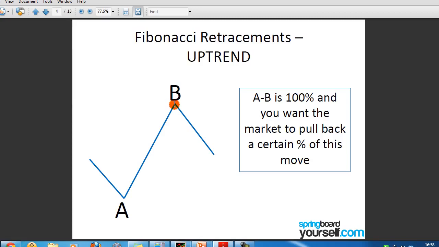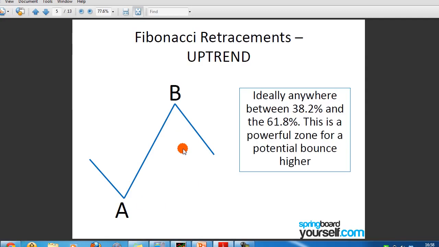what we call 100%. And then we want the market in phase 2 to pull back a certain percentage of this move. We obviously don't want it to pull back 100%. We want it to create a higher low, so we want it to actually pull back a small percentage of this major move up. So the ideal zone, or the most common zone, is anywhere between the 38% and the 61.8%. So obviously the 38% is quite a shallow retracement, whilst the 61.8 is a much deeper retracement.